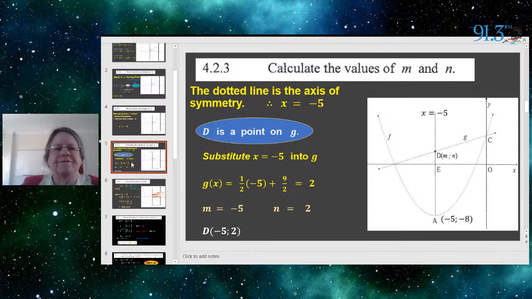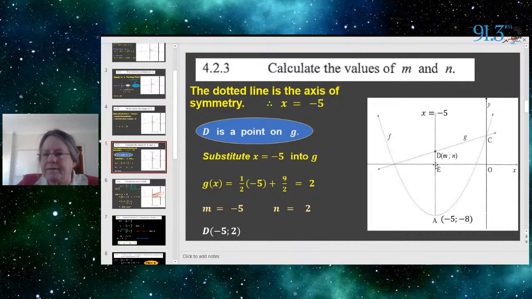If we look at question 4.2.3, now they want the values of m and n. Now this question you get in many flavors. What I've done to our graph, I've inserted the turning point, the -5. So this x value will be the same along this line. Now, very important here, the equation of this line is x equals -5.